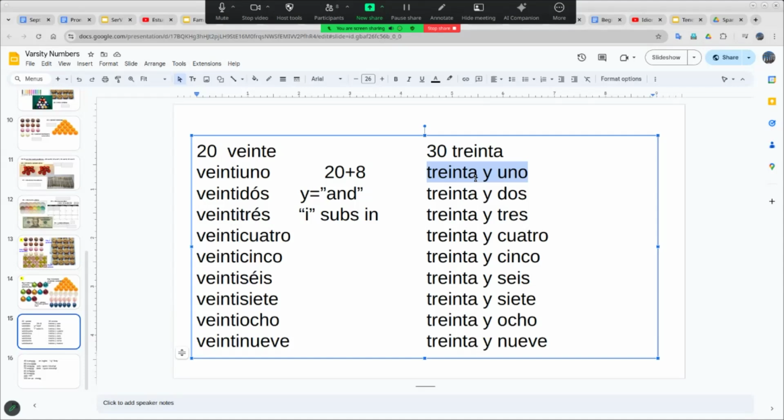31. Treinta y uno. Now, for right now, for where you guys are, keeping it as three separate words is fine. But please do know the most important thing is listening comprehension.